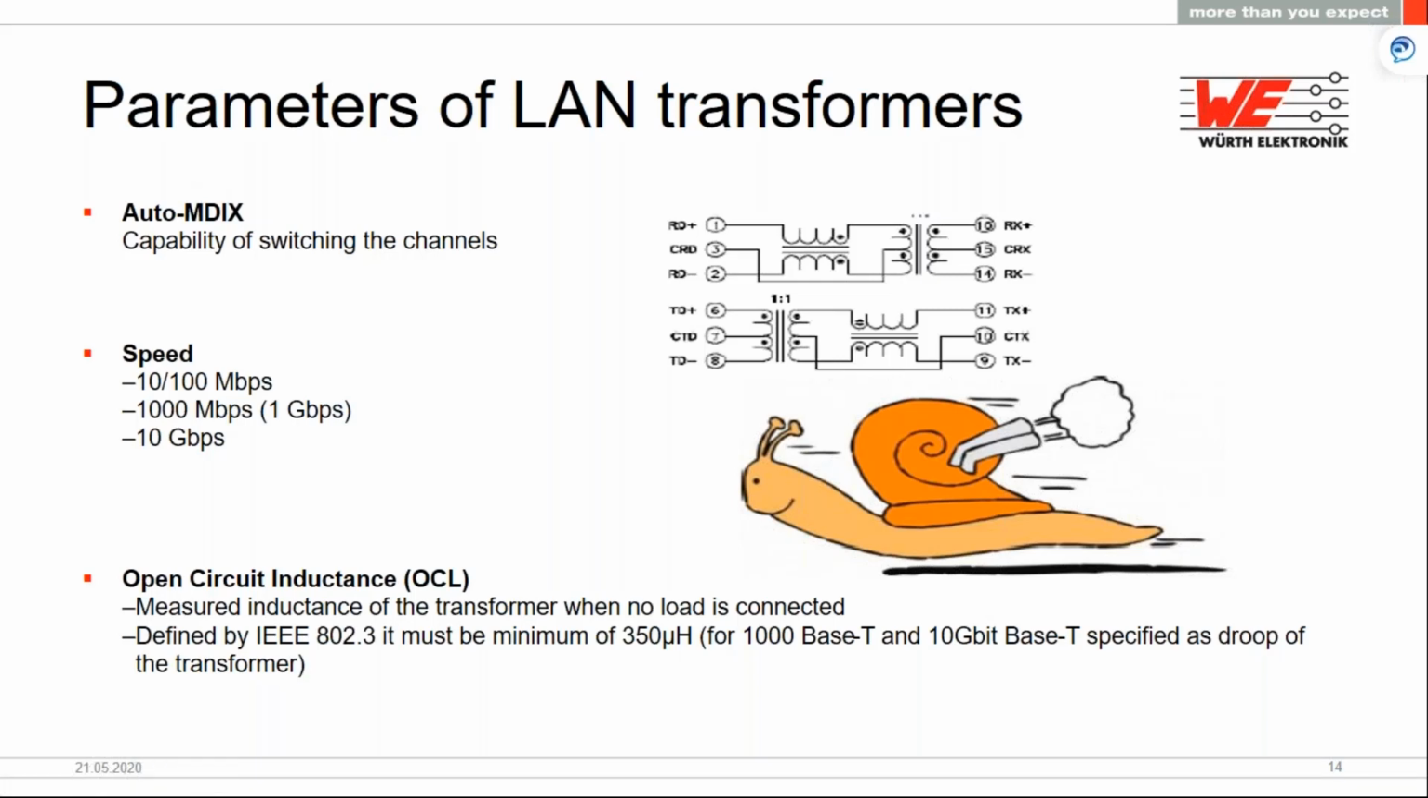Next parameter to consider is open circuit inductance. This is the inductance which is measured when the transformer has no load connected to it. Defined by IEEE standards, it must be a minimum of 350 microhenry for something like 1000BASE-T or 10GBASE-T types of applications.